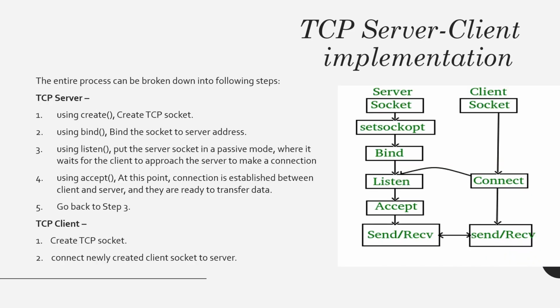Moving on to the next concept, TCP server client implementation. This entire process can be broken down into the following steps: TCP server and TCP client. In the TCP server, first create a TCP socket. Then bind the socket to the server address. Using listen, put the server socket in passive mode where it waits for the client to approach the server to make a connection. Using accept, at this point the connection is established between the client and the server and they are ready to transfer data. If not, go to step 3. TCP client: create the TCP socket, then connect the newly created client socket to the server.